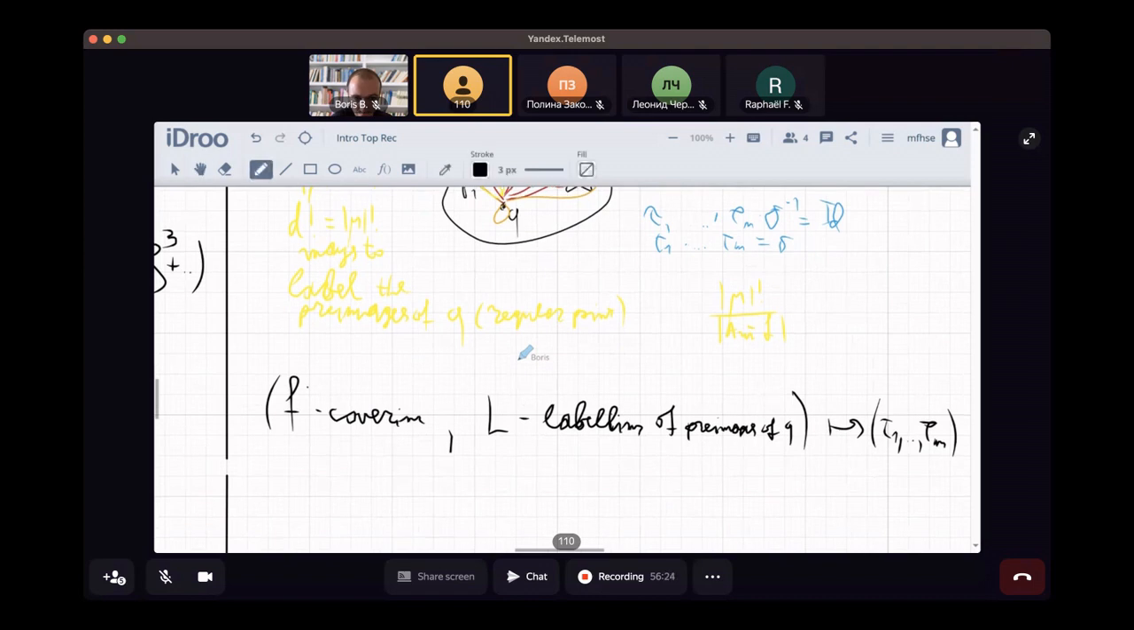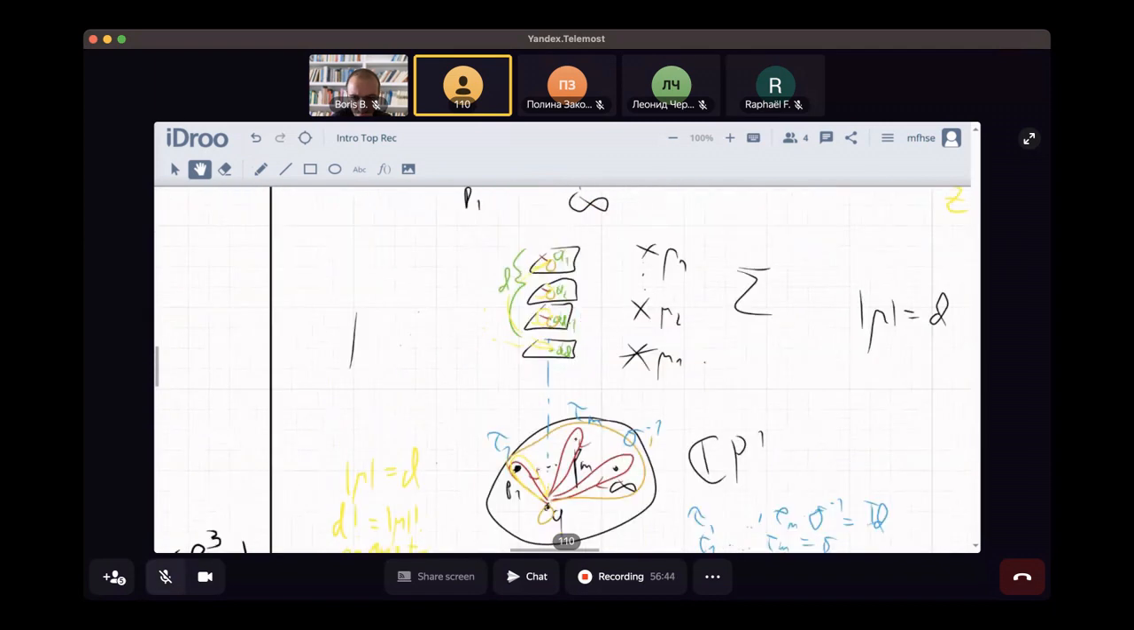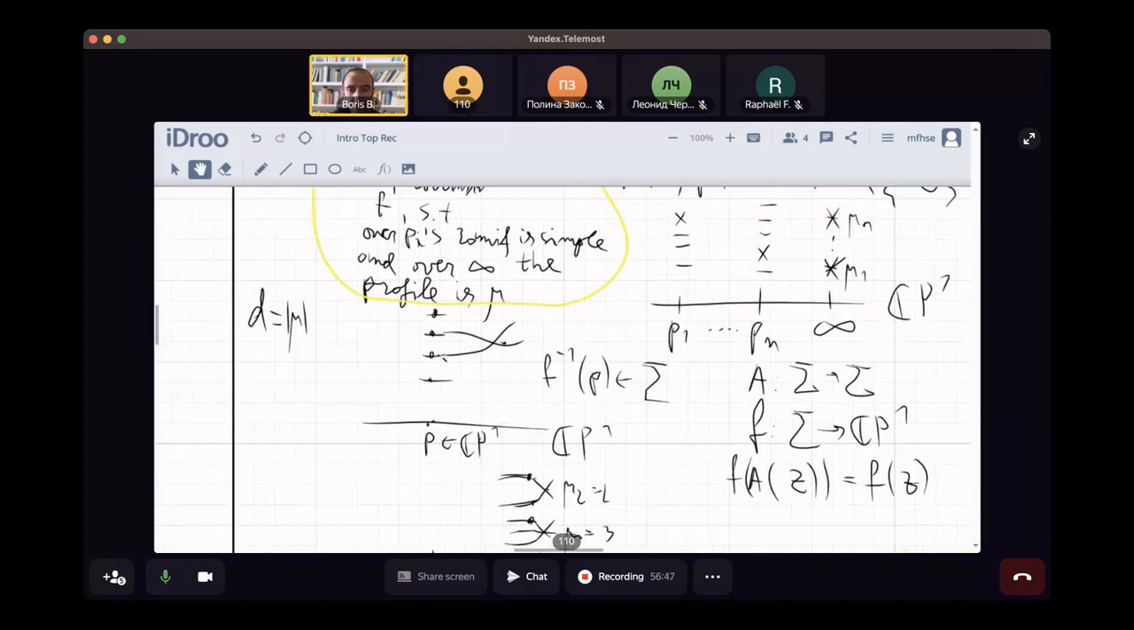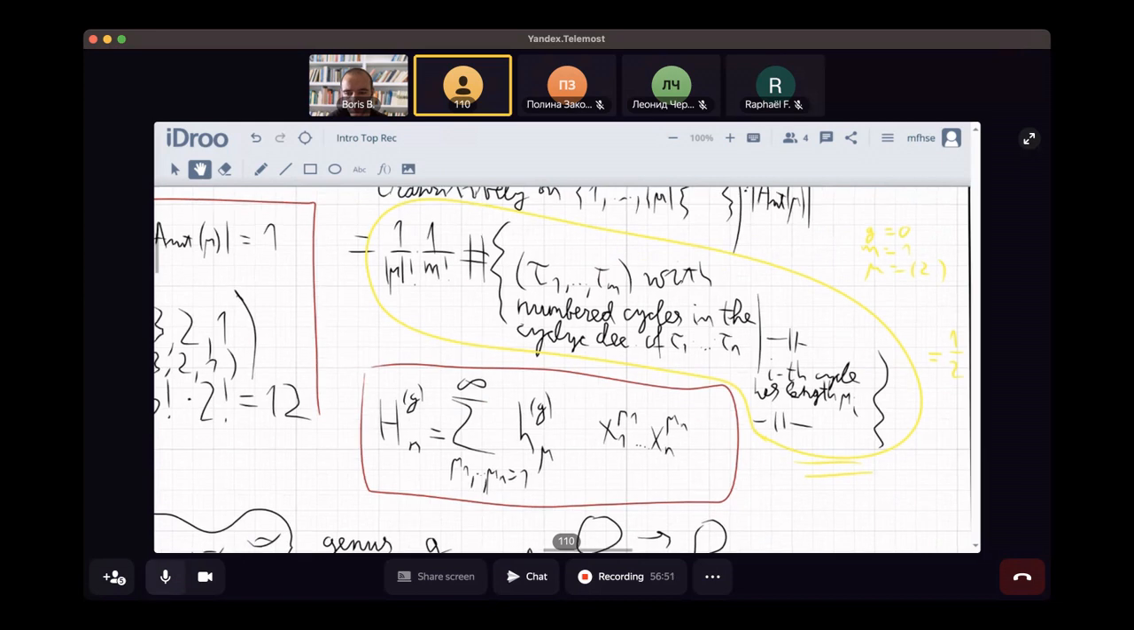Not only transpositions, but with numbering of cycles, right? With numbering, no. Why do we have numbering of cycles? Because we have some definition. Well, no, like I said, this is not from the definition, it is from the construction. You're right that in this definition we wanted to have numbering of cycles.